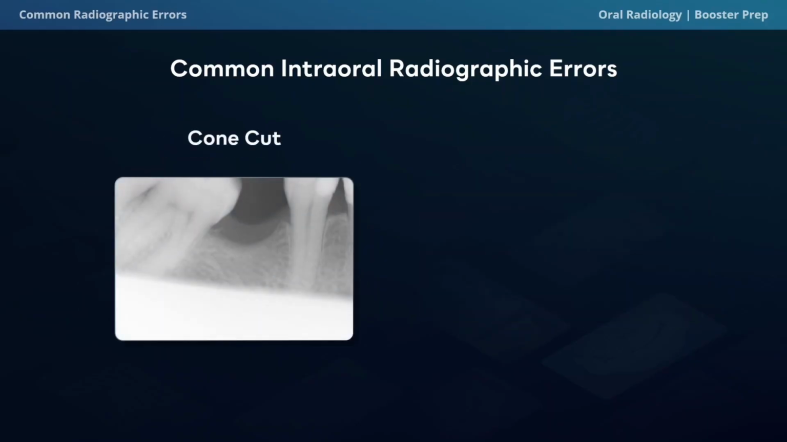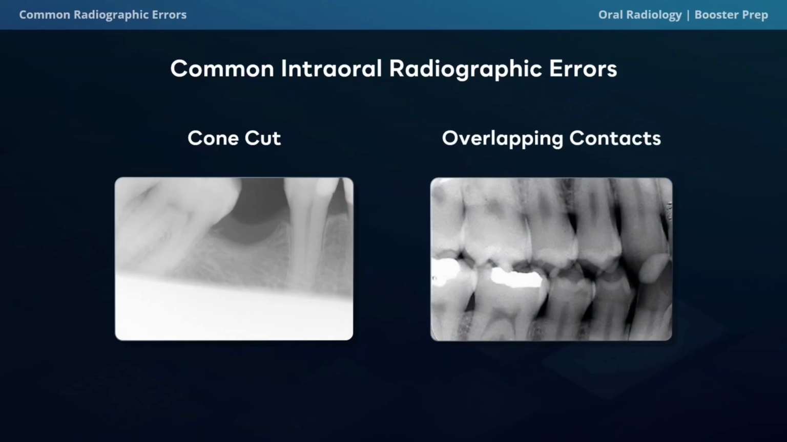Alright, so next up we've got a cone cut error, and this usually happens when part of the sensor or the film doesn't get exposed to radiation, and it's usually because the X-ray beam wasn't aimed correctly at that sensor. So as a result, you'll see a blank or a clear area on the image where nothing was captured. And another common error is overlapping contacts, and basically this means spaces between the teeth aren't visible, and the teeth look like they've been stacked on top of one another, and that means that the horizontal angulation of the beam was off. So students, if you look closely at the image on the right, can you spot anything else that may look a little odd on the radiograph?